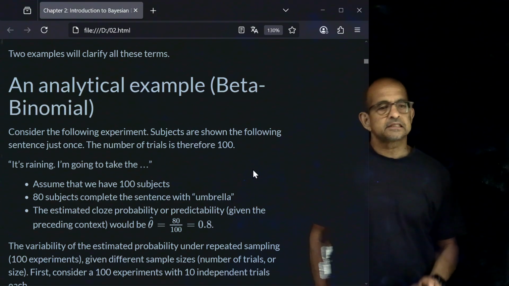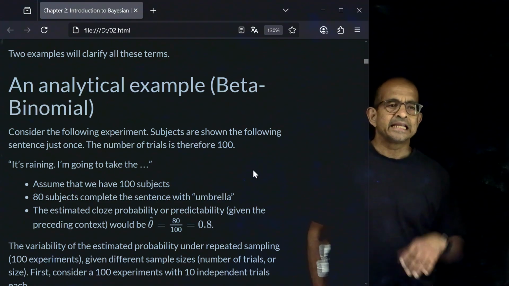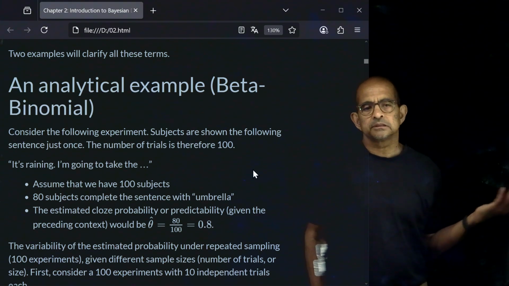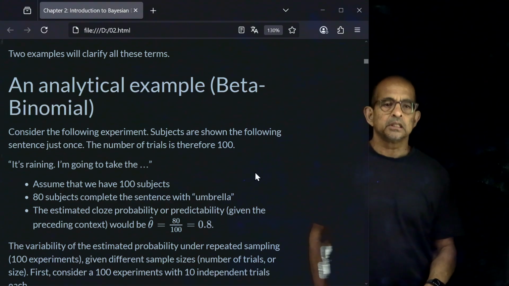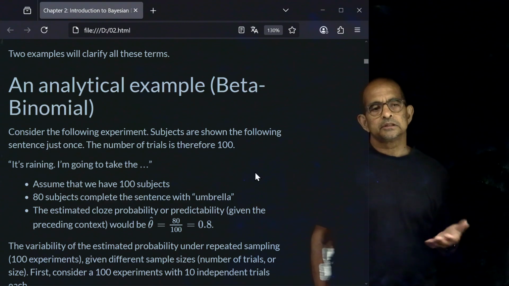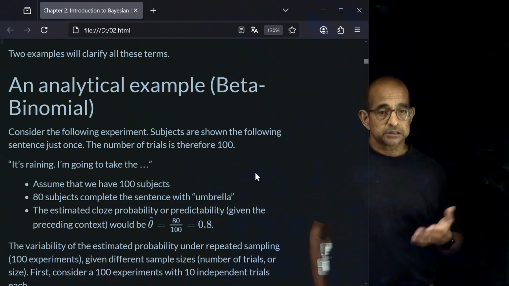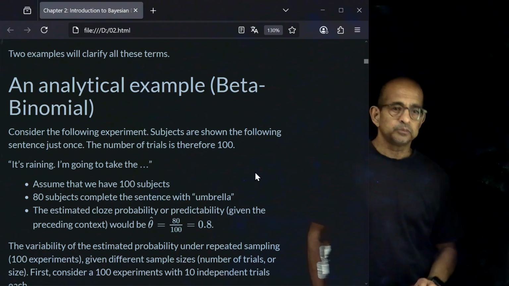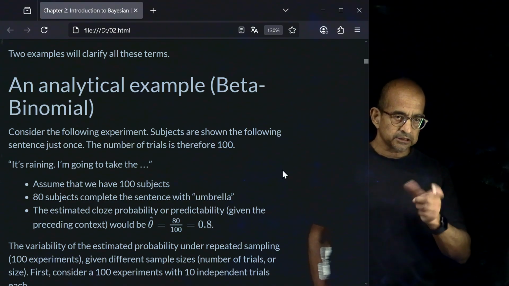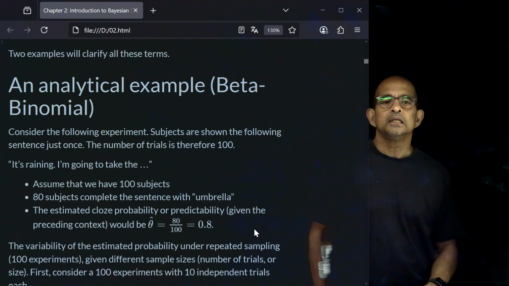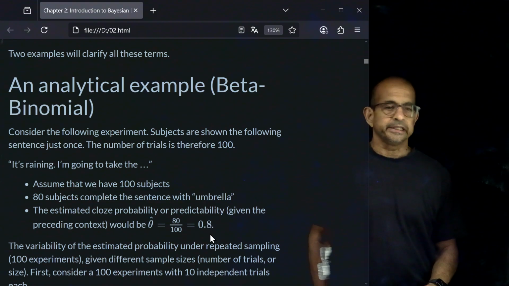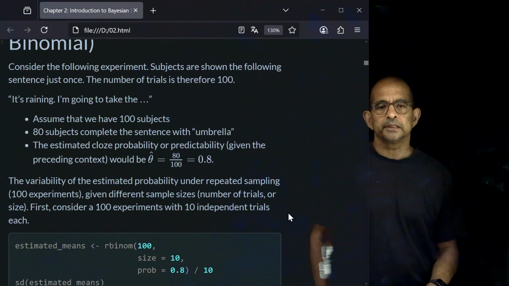And let's just assume, as a thought experiment, that 80 of those 100 subjects produce the word umbrella as the continuation and 20 produce some other word. In that situation, the maximum likelihood estimate of the theta parameter in the binomial distribution, which would be the assumed distribution producing such data because you have correct and incorrect responses, so 0, 1 responses, would be 0.8. We discussed that in chapter 1, right?